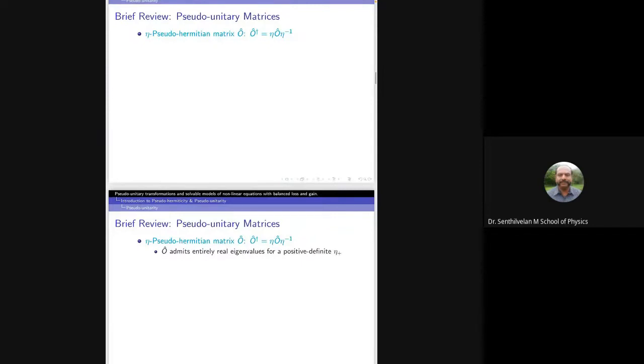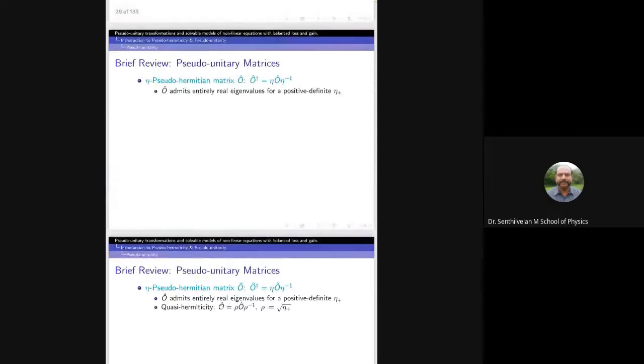Now, I should mention here that you may find some eta for which this relation is satisfied, but that does not mean that if such a relation exists, then any non-Hermitian operator O with respect to the standard norm will have entirely real eigenvalues. That's not true. We have to find a positive definite eta. What do we mean by positive definite eta? That means all of its eigenvalues are positive. Okay, all of its eigenvalues are positive. If we can find some positive definite eta for which this relation is satisfied, then there are rigorous mathematical derivations.